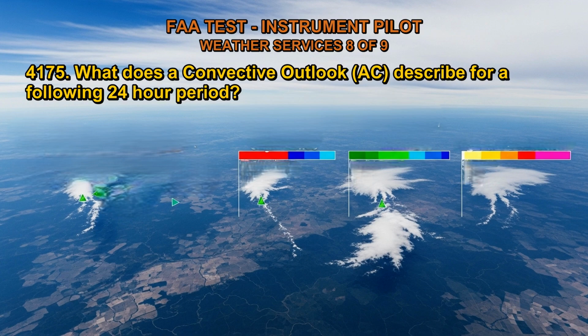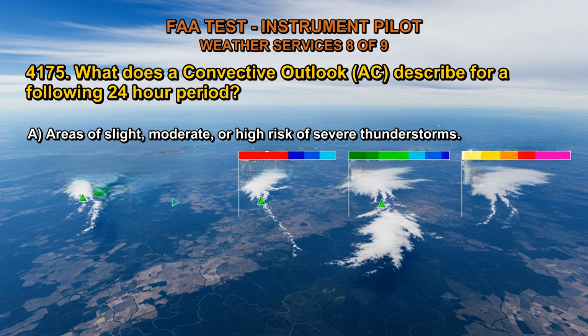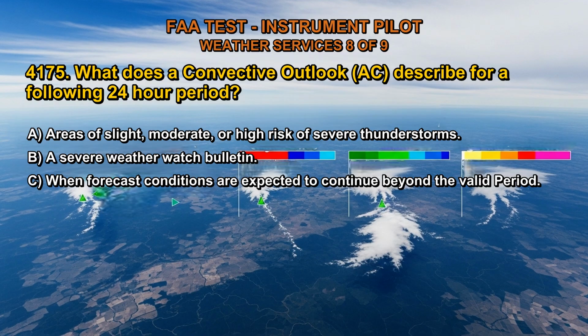4175. What is a convective outlook, AC, describe for a following 24-hour period? A. Areas of slight, moderate, or high risk of severe thunderstorms. B. A severe weather watch bulletin. C. When forecast conditions are expected to continue beyond the valid period.